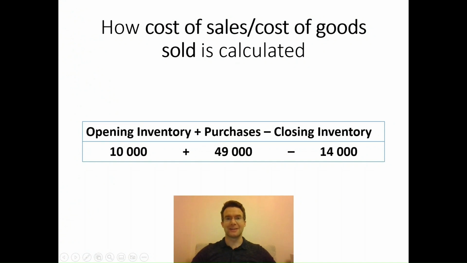Shown numerically, the formula looks like this. £10,000 worth of stock sitting in a warehouse at the start of the time period, most often a year, plus the purchases, £49,000 worth of purchases made within the year, minus the £14,000 worth of stock we had left in our warehouse at the end of the year. Of course, that will give us a total cost of sales figure of £45,000.